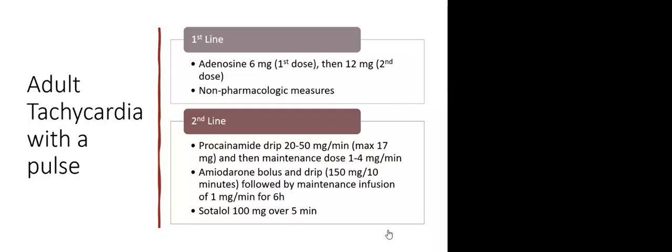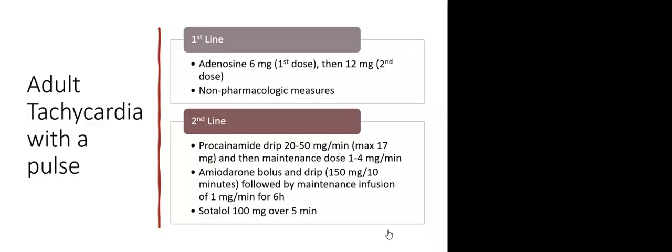A wide QRS complex is going to be greater than 0.12 seconds. So if our patient's not symptomatic and the QRS is narrow and the rhythm is regular, sometimes you may see vagal maneuvers tried. Our first-line drug for adult tachycardia is going to be adenosine, which is typically given for the patient in SVT, which is a regular, narrow QRS complex tachycardia. You can give adenosine for a wide complex rhythm, but it's not always as effective and can only be given if that rhythm is regular and monomorphic.